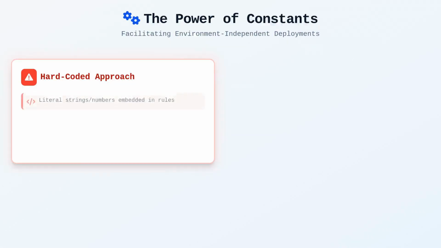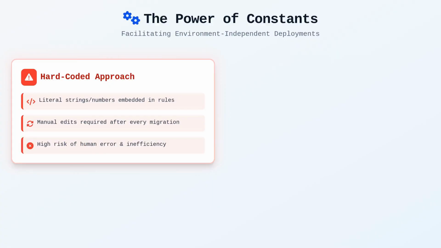The most compelling reason to utilize constants is to facilitate environment-independent deployments. When you migrate an application from a development environment to a test or production environment, the underlying system IDs for things like user groups, folders, or document templates will almost certainly change. If those values were hard-coded as literal strings or numbers in your expression rules, you would be forced to manually edit every single object after the migration, which is an error-prone and inefficient workflow.